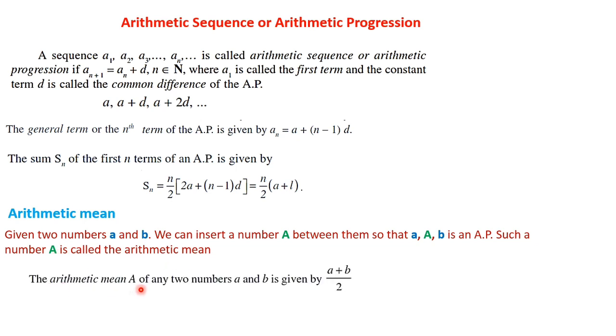The arithmetic mean A of any two numbers a and b is given by (a + b)/2. That means a plus b, the first term and the last term, divided by 2. The arithmetic mean is the middle term in between a and b, and when we arrange these three numbers, the first term, the arithmetic mean and the last term, in order, they form an AP.